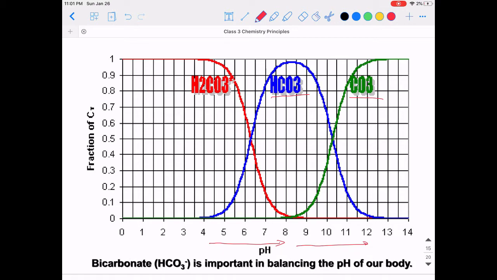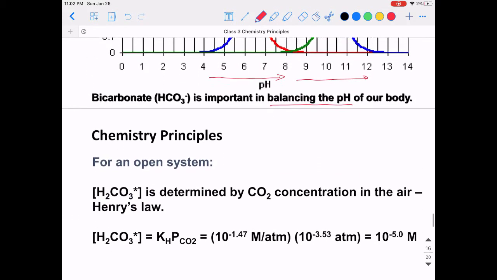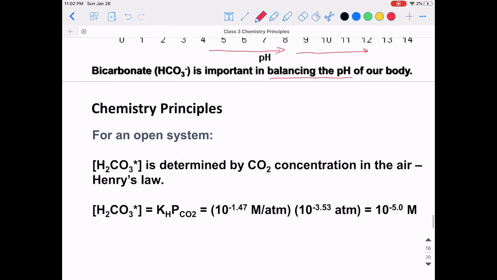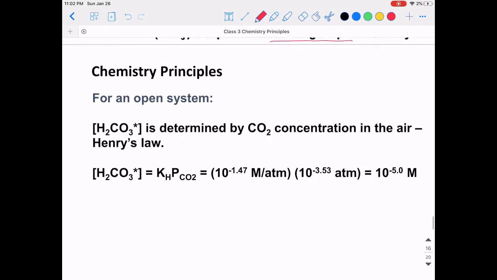ions, okay? And we have to mention that bicarbonate is very important. This buffer solution is very important in our body for balancing the pH. Without this system, our body cannot function well. So with this information, how do we look at the typical mixtures in nature?